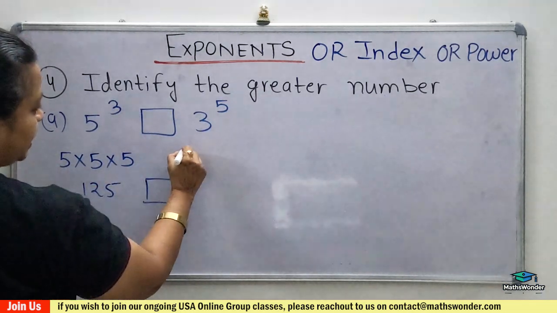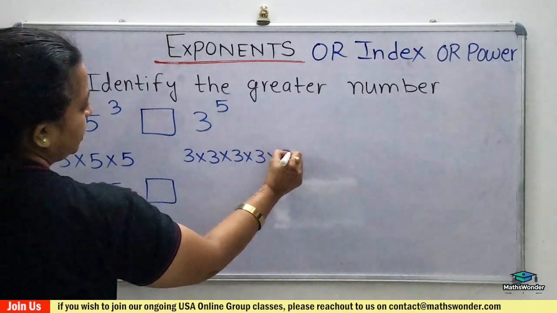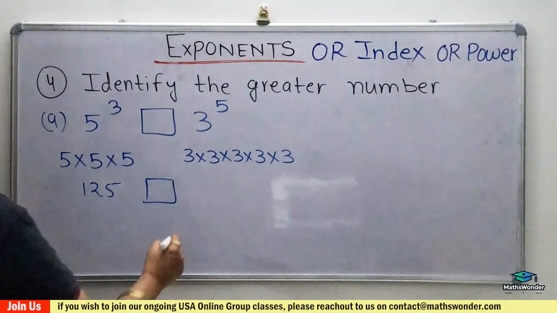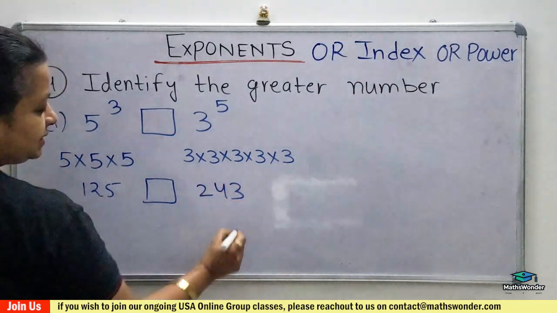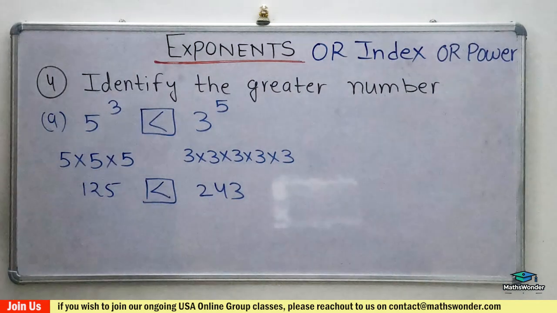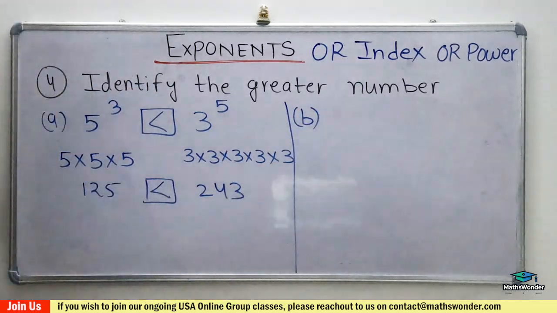Now come to the other side: 3 times 3 times 3 times 3 times 3. What will be the value of 3 to the power 5? 243. So which is greater? Definitely 243, so this will be the greater. So you will see this type of sum also in the exponent topic.